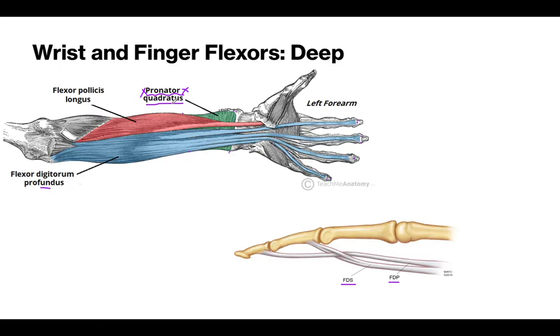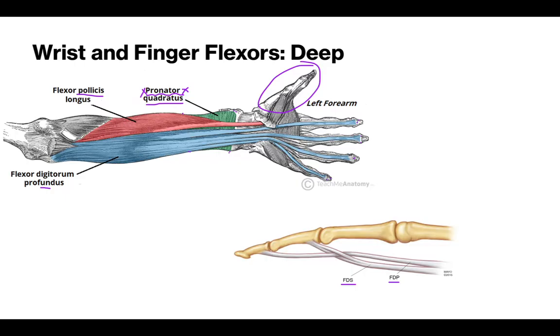And then flexor pollicis longus, if we look at this word right here, pollicis, it's referring to pollex. So this is the one that's going to go to the thumb. And we know that the thumb is on the lateral side of the body. So if we were having trouble remembering whether flexor pollicis longus or flexor digitorum profundus is on the lateral, pollex is on the lateral. Your thumb faces laterally in the anatomical position. So flexor digitorum profundus has to be on the ulnar side.